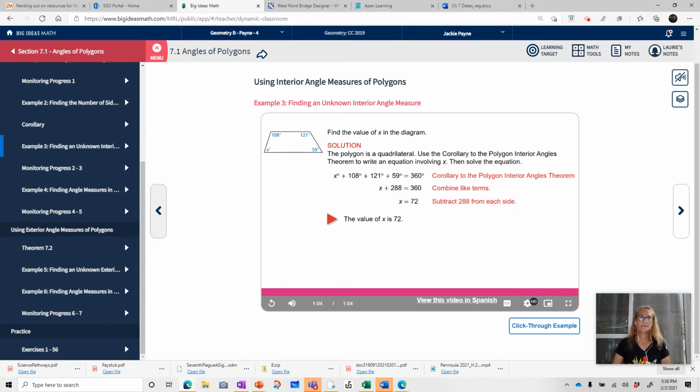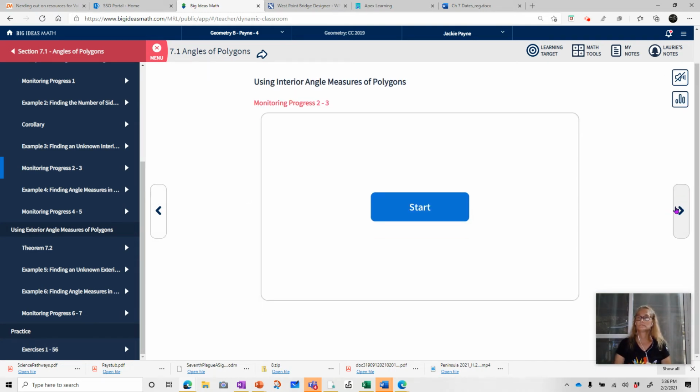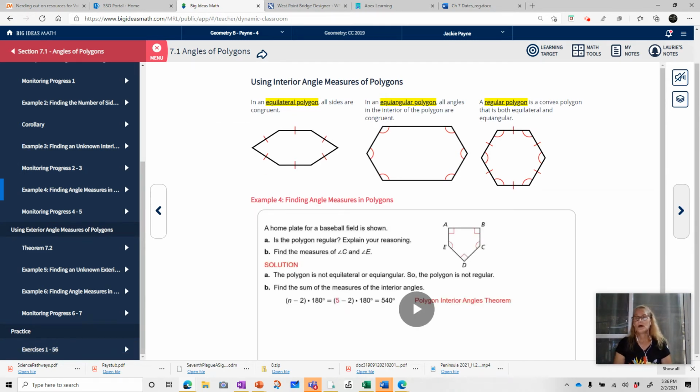Hopefully you followed all that. We're going to do one more example. Before we do, we're going to go over 3 terms. In an equilateral polygon, all sides are congruent. In an equiangular polygon, all angles in the interior of the polygon are congruent. So you can see how all of those angles are the same.